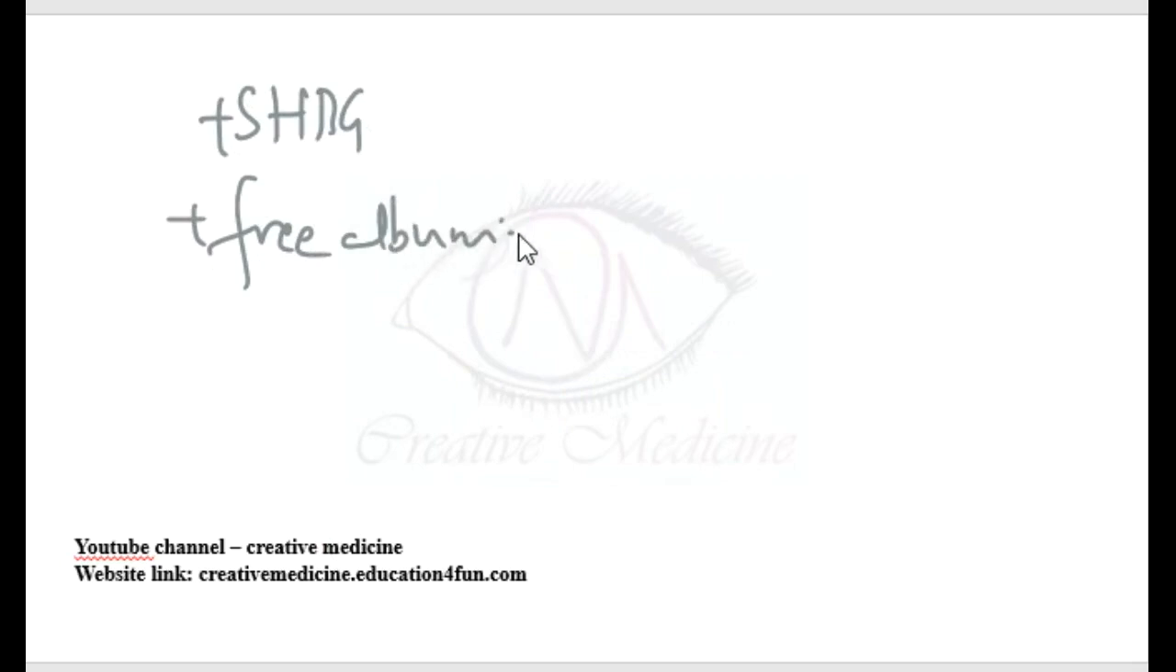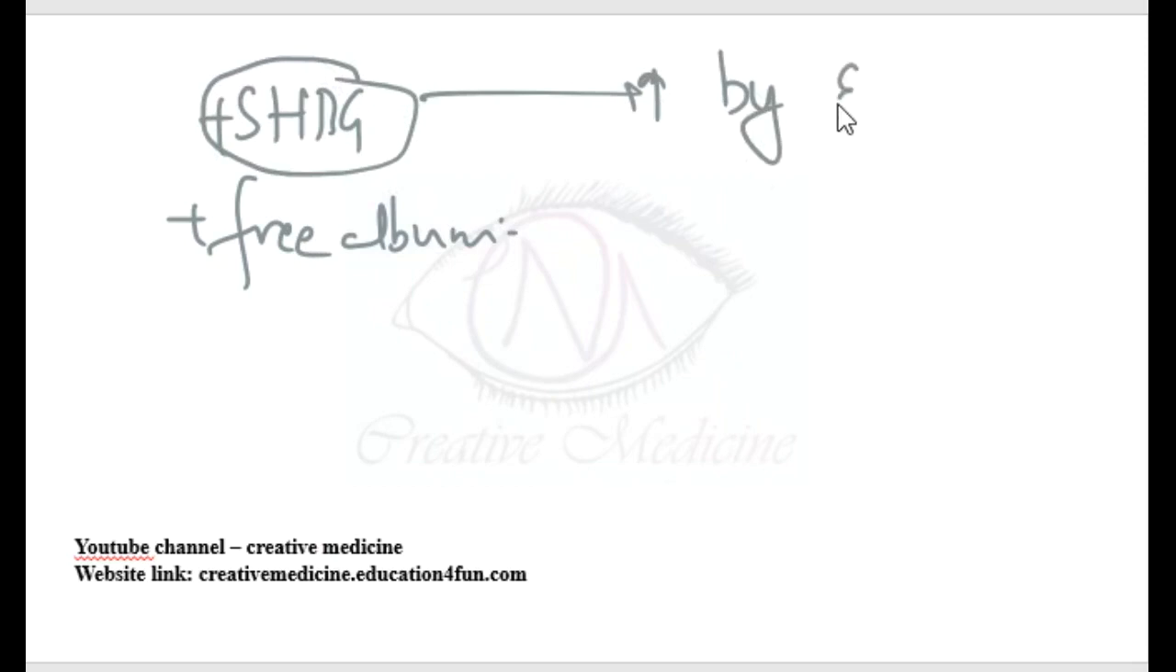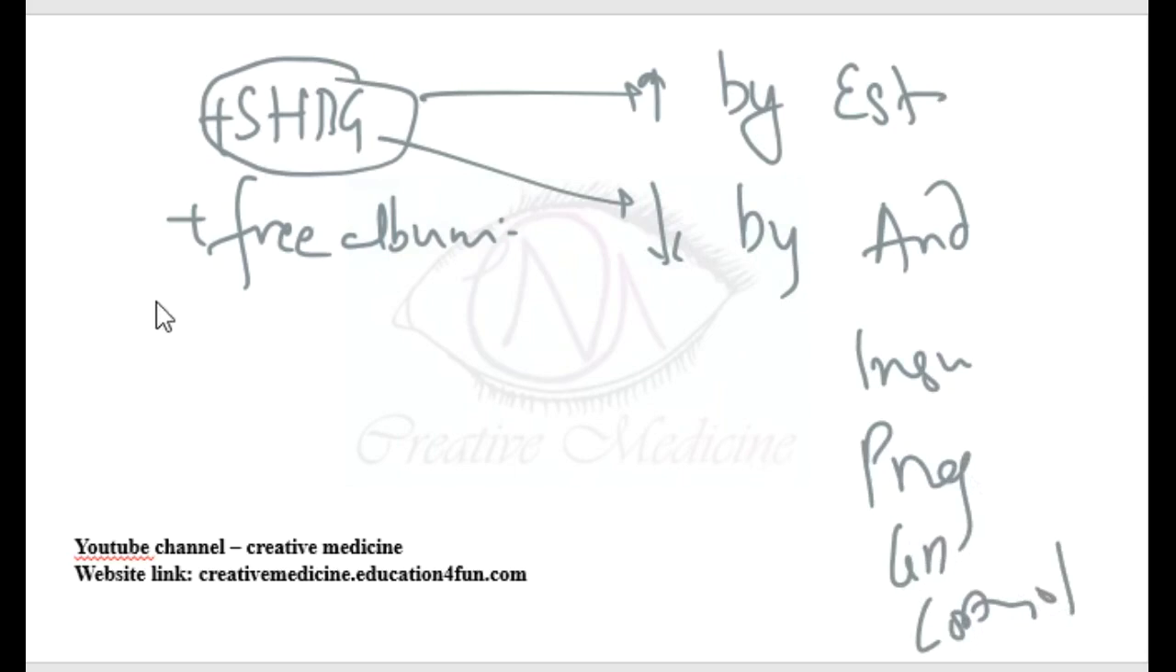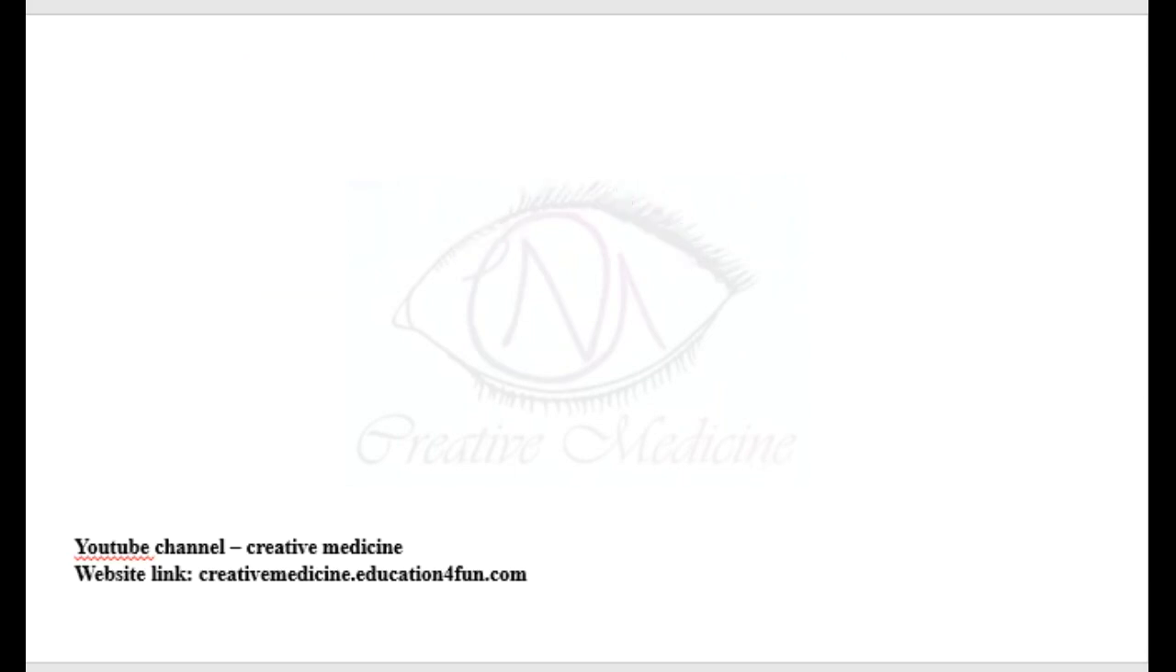Sex hormone binding globulin is increased by estrogen, whereas it is decreased by androgen, insulin, progesterone, growth hormone, and cortisol. Estrogen can be given as three pills: high dose pill, low dose pill, and very low dose pill.